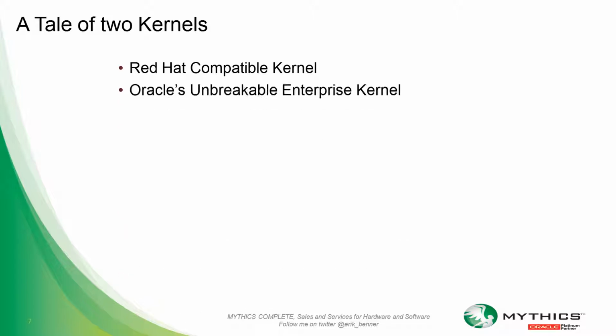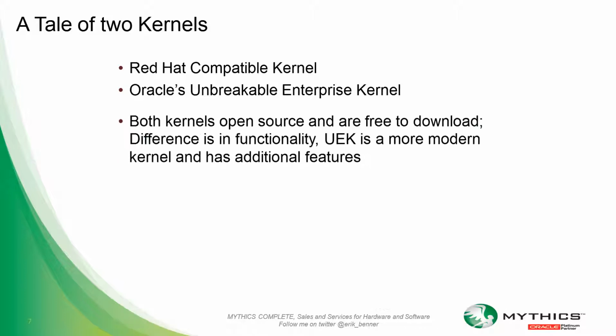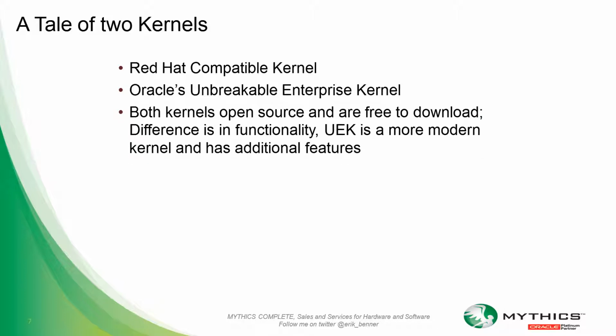But the real advantages are on the other kernel, which is the Unbreakable Enterprise Kernel. Both kernels are free. They're both open source, so there's really not a difference price-wise between them. But what you really see is in the UEK kernel, it's really a more modern kernel. It has a lot more features available to it, and a lot of the components inside the kernel are just a lot more up-to-date than the Red Hat kernel. It ends up performing better than the Red Hat kernel and gives you some rather interesting options like Ksplice, which we'll talk about.